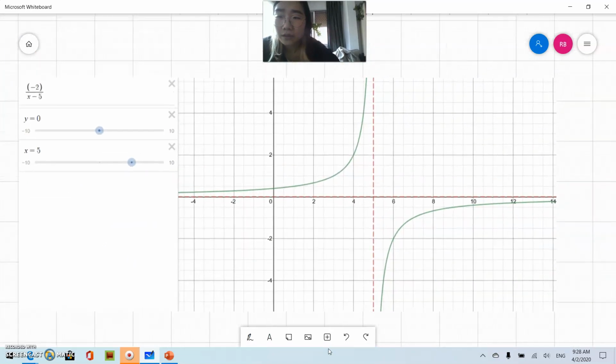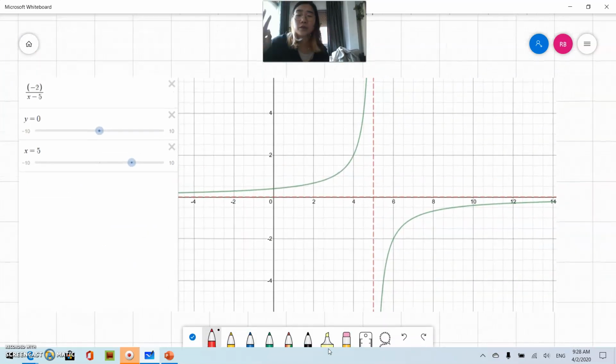Next. So now the number on top, we knew that it does stretch my function, but it's negative. So if you remember the transformation, the negative reflected over the x-axis.